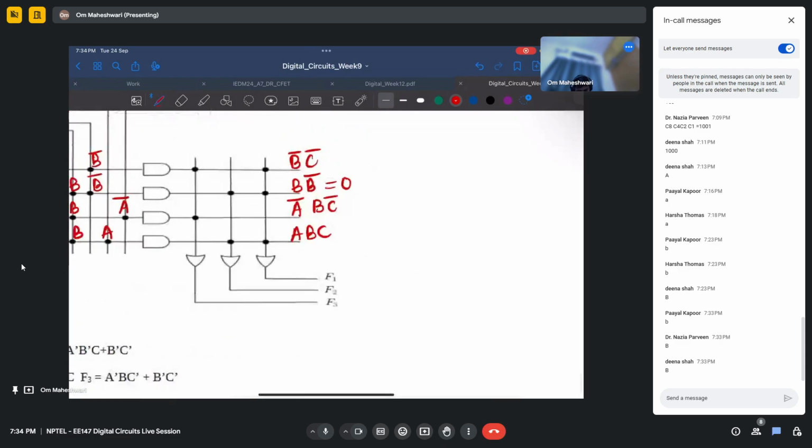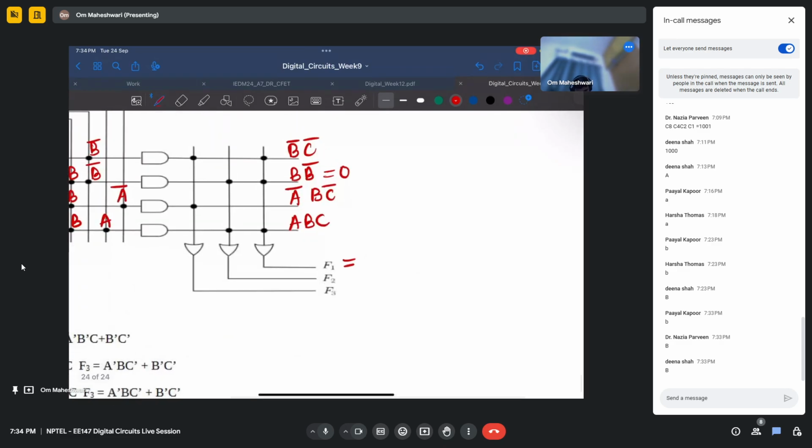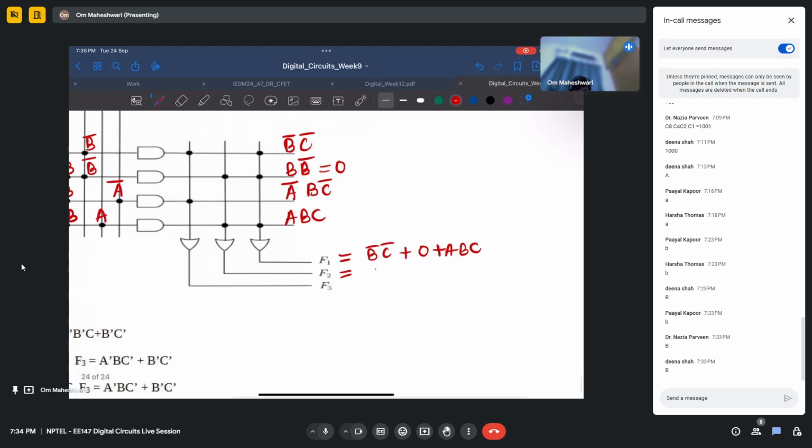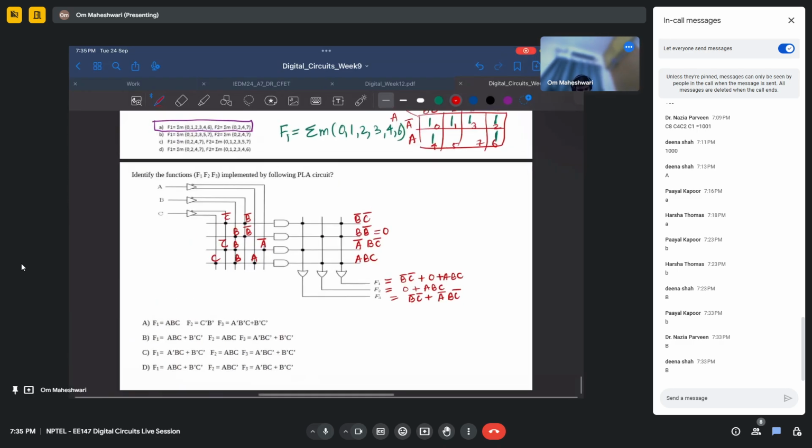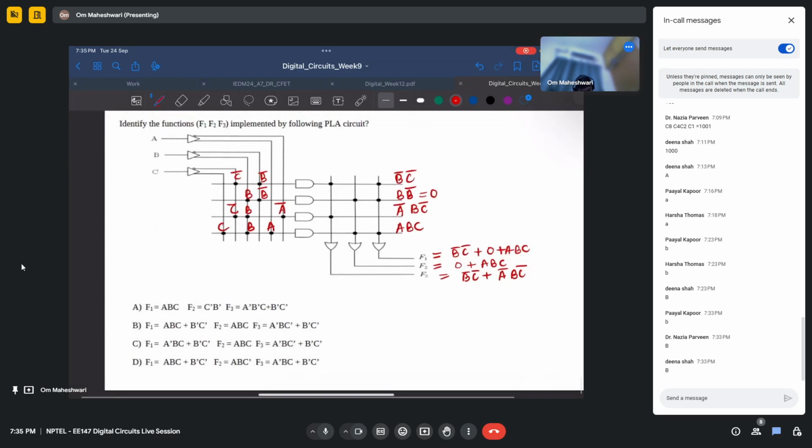Now these OR gates. F1 is B bar, C bar plus 0 plus ABC. F2 is again 0 plus ABC. F3 is B bar, C bar plus A bar, B, C bar. So the answer is ABC, B bar, C bar, ABC and A bar, B, C bar and B bar, C bar. Okay. So option B is the correct answer.